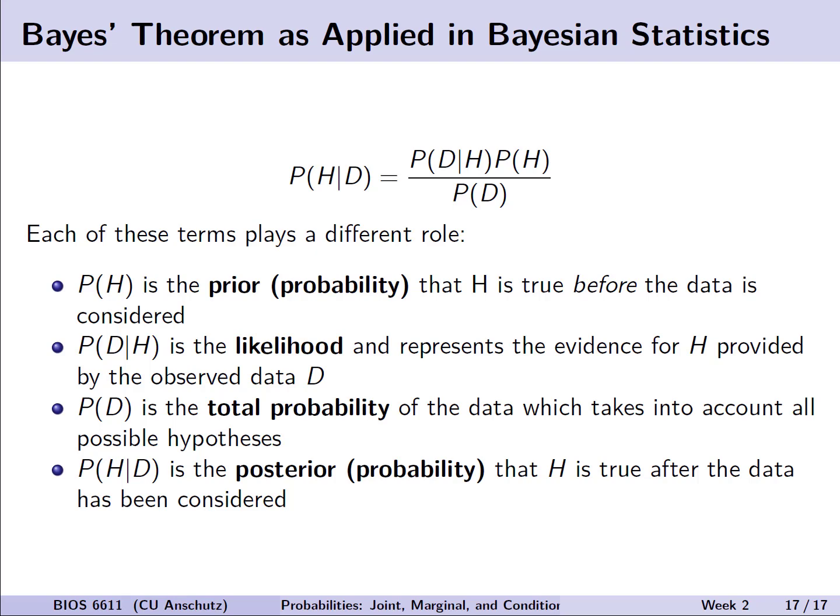The probability of D given that hypothesis H is what we would call the likelihood and represents the evidence for the hypothesis provided by our observed data D. The probability of D is the total probability of our data, which takes into account all the infinite possible number of hypotheses. Don't worry, we have some ways of addressing that in Bayesian statistics. And finally, of interest is the probability of H given D, or that posterior probability that the hypothesis is true after the data has been considered.